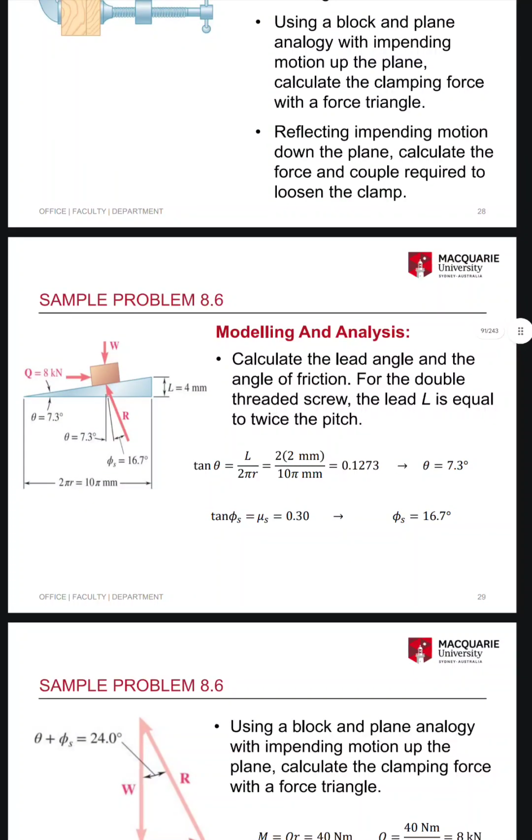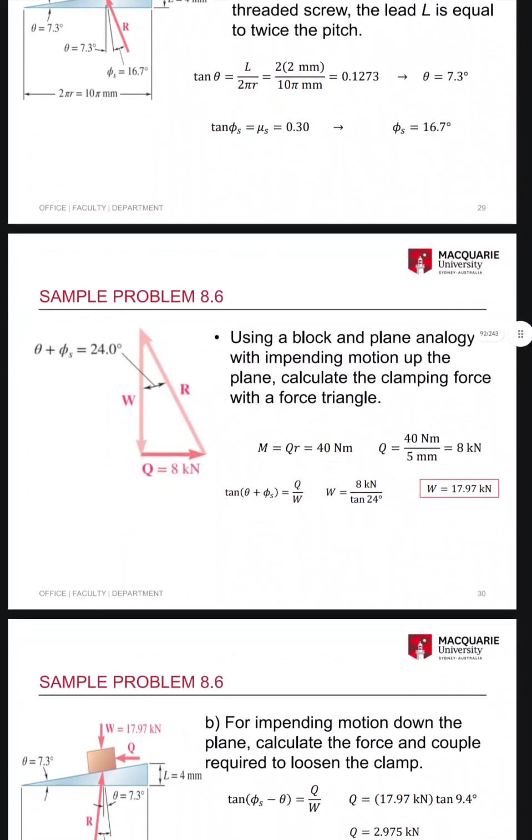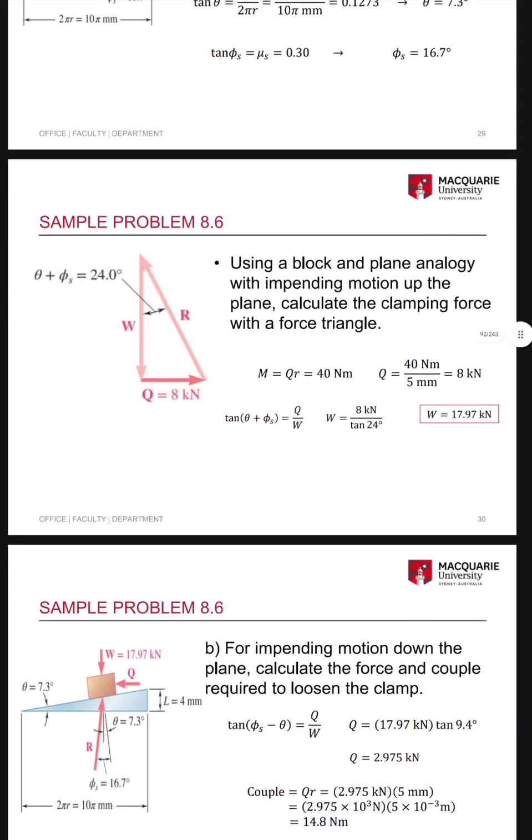Modeling and analysis. Calculate the lead angle and the angle of friction for the double thread screw. The lead L is equal to twice the pitch. And then tan theta equals L by 2 pi r. Theta equals 3. Tan phi s equals 0.3, phi s equals 16.7 degrees. So we're using a block and plane analogy with impending motion of the plane.